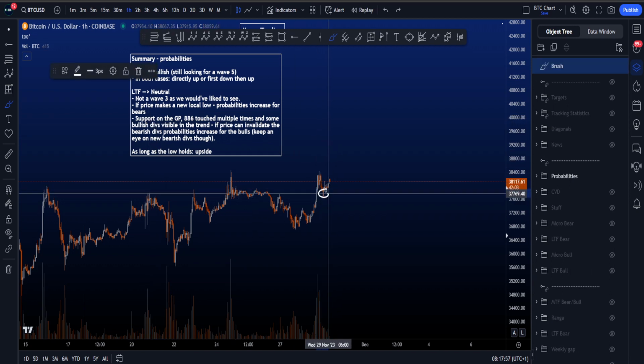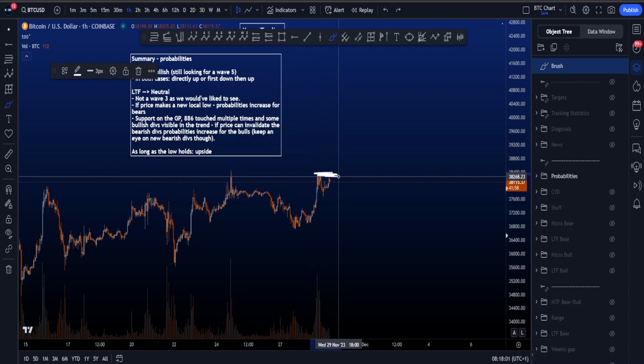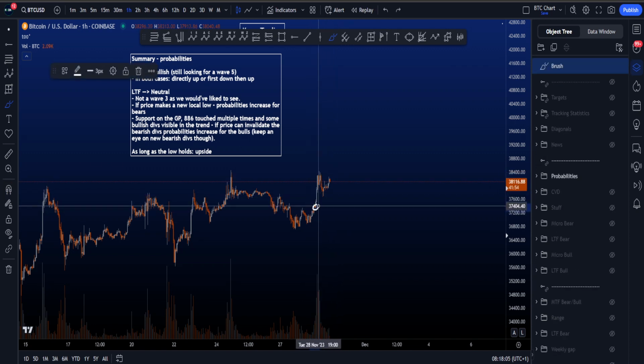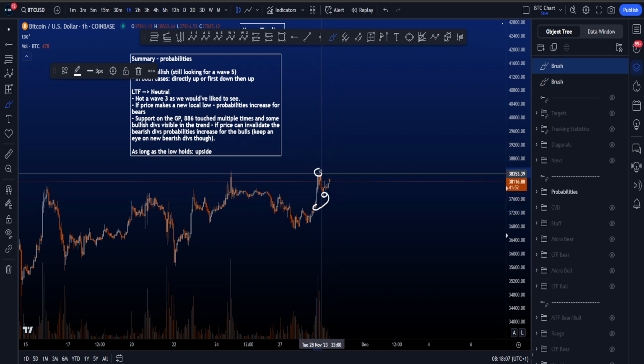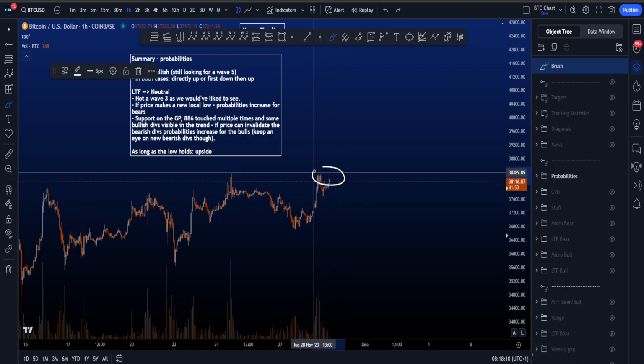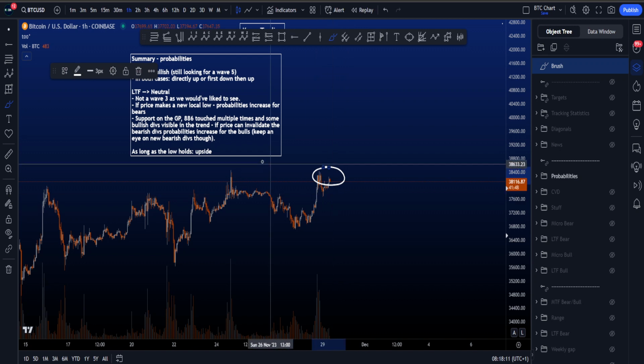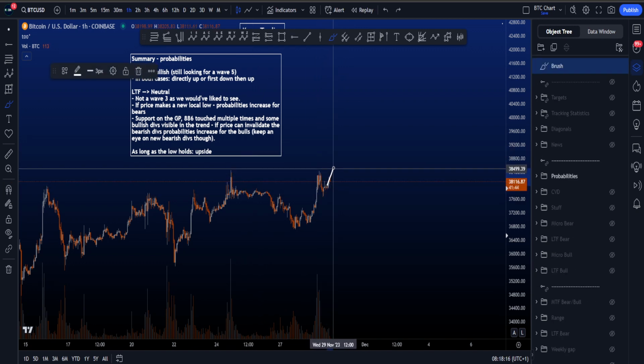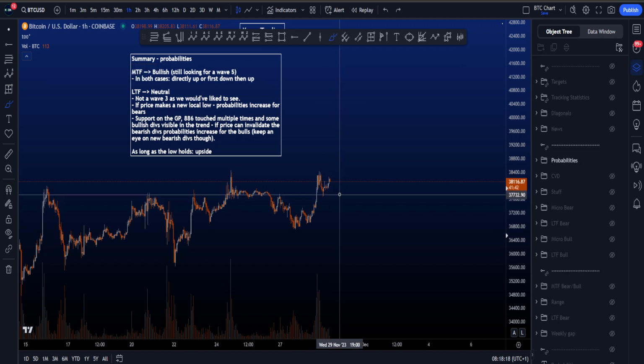We do have over here support on the golden pocket. The 0.886 has been touched multiple times now, and we do have some bullish CVD, but that is one pivot on the left and one pivot on the right of the recent high. And as just mentioned, CVDs on the right side are most important. So if price can continue to invalidate the bearish CVD divergences, well, simply look for the upside.